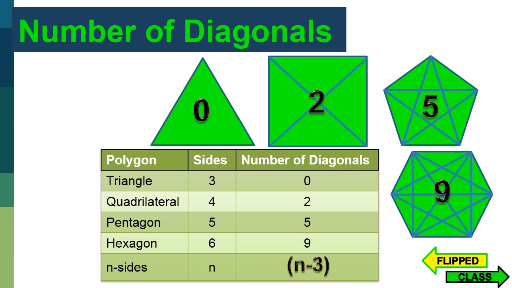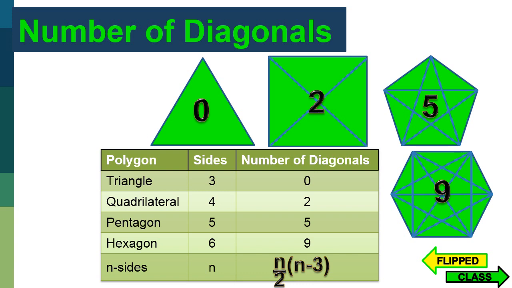Let us try n minus 3 because we have 0 for triangle. 3 minus 3 is 0. However, it's not possible for quadrilateral because 4 minus 3 is 1. Let's try to add 2 to make it 2, but it's not possible for pentagon and hexagon. The true formula for the number of diagonals is n minus 3 multiplied by the quotient of n over 2.